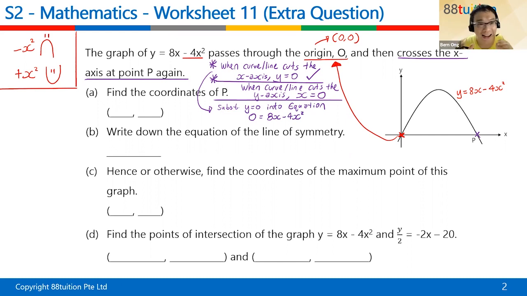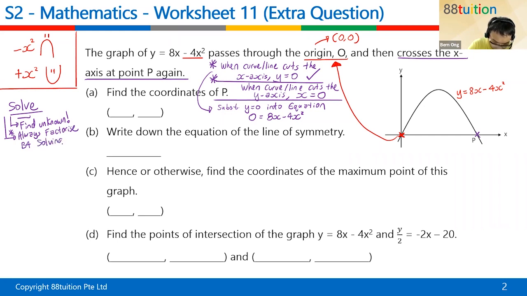At this moment, I know some of you haven't done something called solving of quadratic equations yet. So now I'm going to tell you, if your teacher asks you to solve, can you please remember one thing for me? When you see the word solve, solve means to find the unknown. Can you please remember this one very important thing for me? Star: always factorize before solving. Always factorize before solving. Trust me, it works.